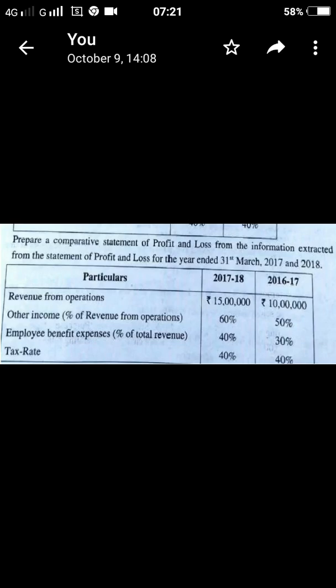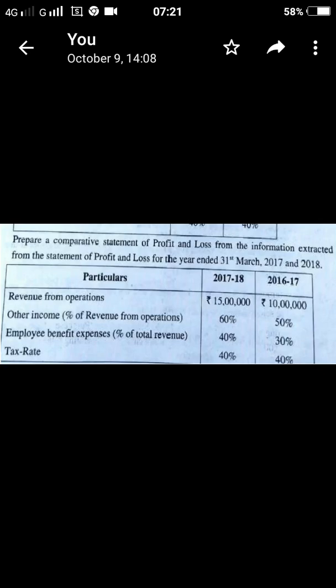Similarly, the employee benefit expenses are 40 and 30% of the total revenue for the year 2017-18 and 2016-17. And finally, the tax rate is 40% for both of the years. That means tax is the same.